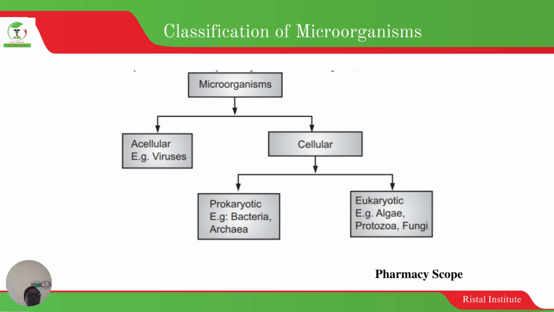When you look at that diagram, the box on top is written microorganisms, followed by an arrow down. These microorganisms have been classified into the acellular. When we talk of acellular microorganisms, an example is the viruses. Then on the other side of the arrow, we have cellular. Under the cellular, we have an arrow pointing downwards, whereby the cellular microorganisms have been classified into the prokaryotic. Examples of prokaryotic microorganisms are the bacteria and the archaea. Then under the cellular still, we have the eukaryotic. Examples of eukaryotic microorganisms are the algae, the protozoa, and the fungi.